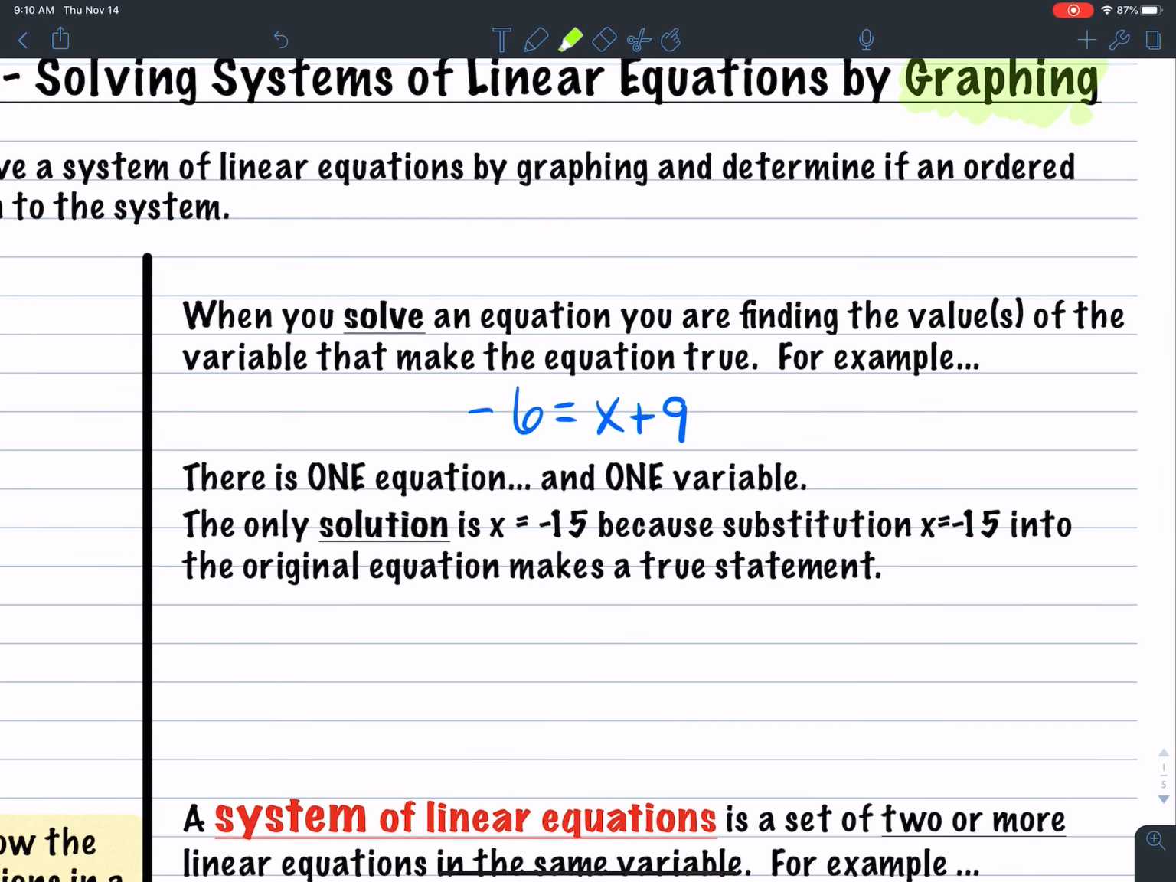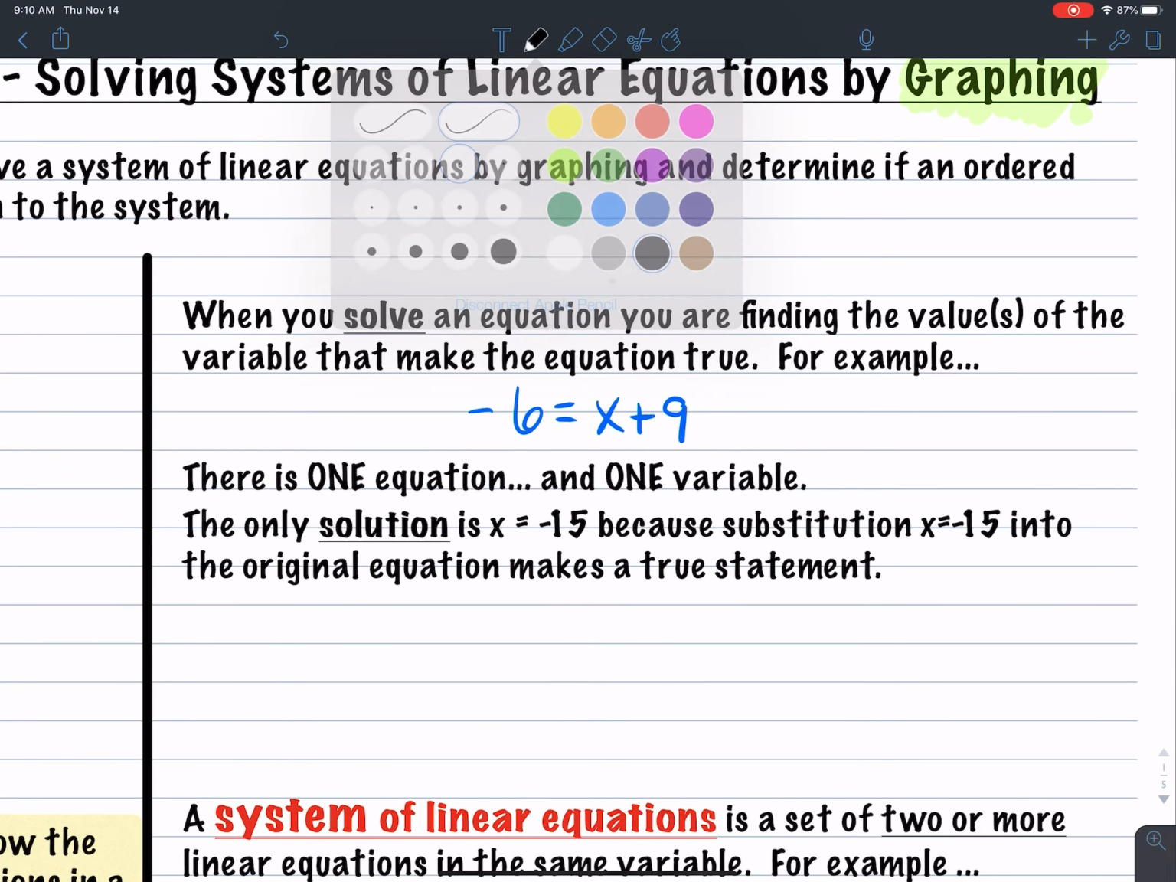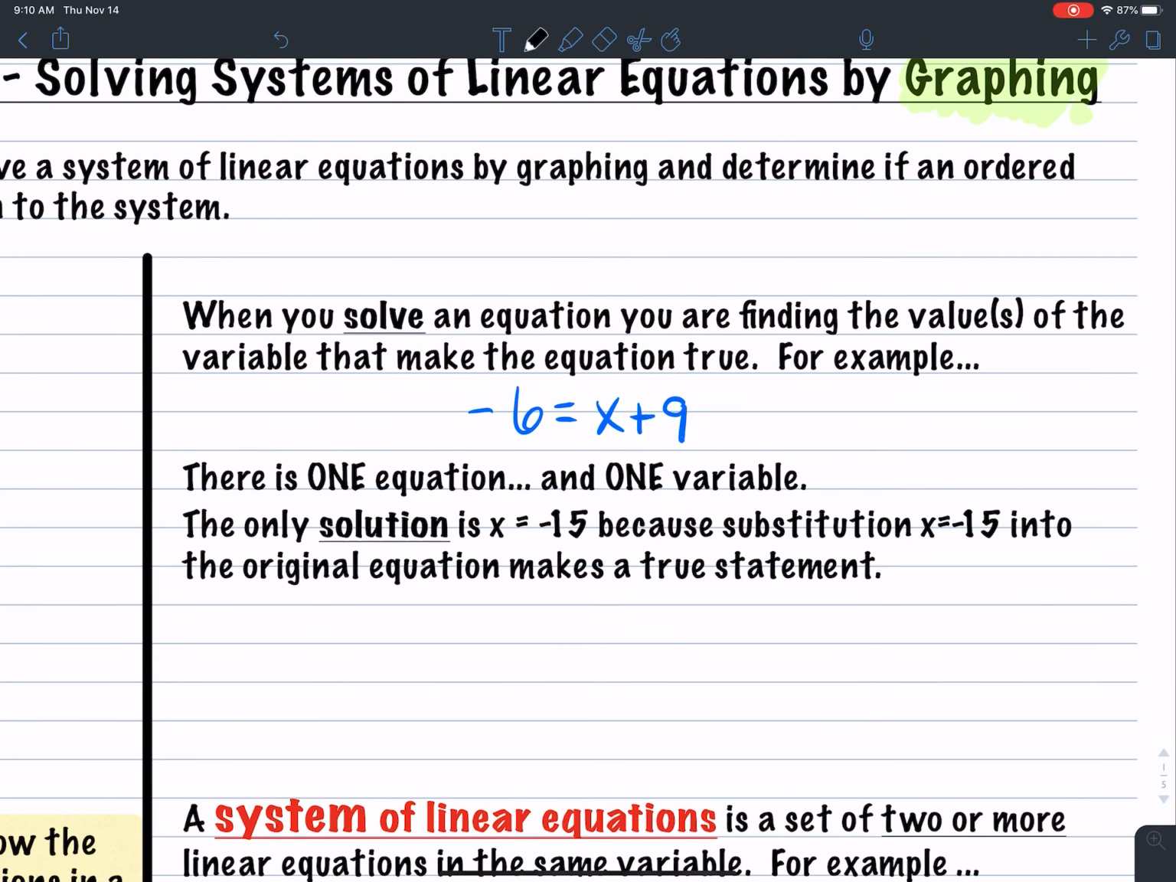So up until now, I'd say we've solved equations that look like this, like -6 is equal to x plus 9. And as I wrote down here, when we're solving an equation like this, we're trying to find the value of the variable. So in this case, our variable is x, that would make the equation true. So we do things like I would subtract 9 from both sides. So -6 minus 9 is -15. The 9s would cancel, and I get x.